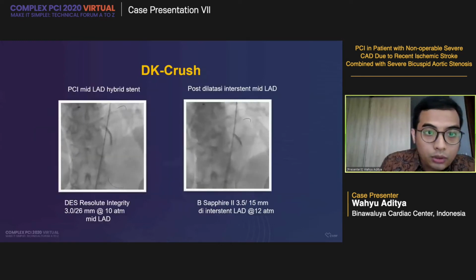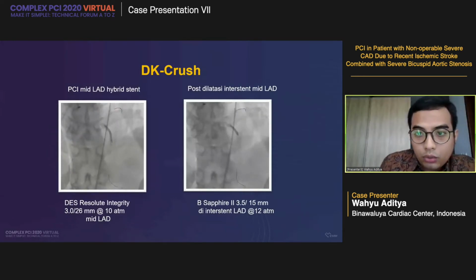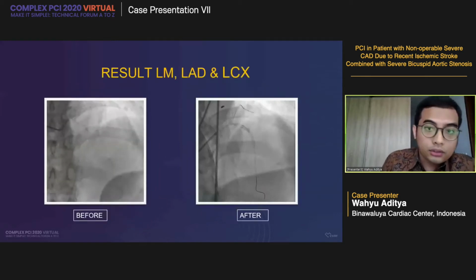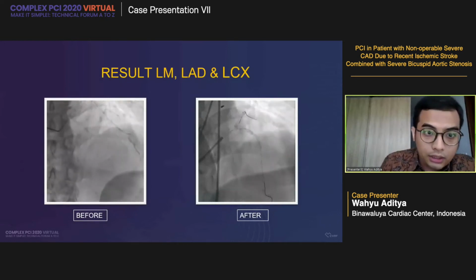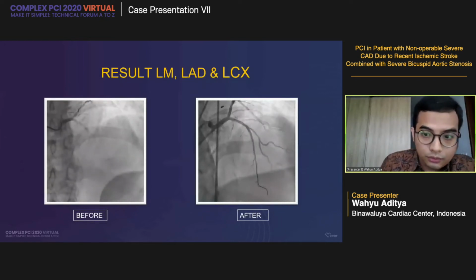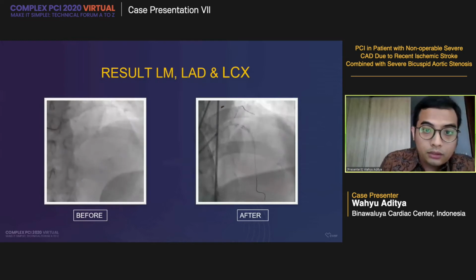And then we PCI the mid LAD with a 3.0/20 millimeter stent, and after that we post-dilate the overlapping stent inter-stent with a Sapphire balloon 3.5/15, and then this is the result for left main, LAD and LCX with symmetric flow.